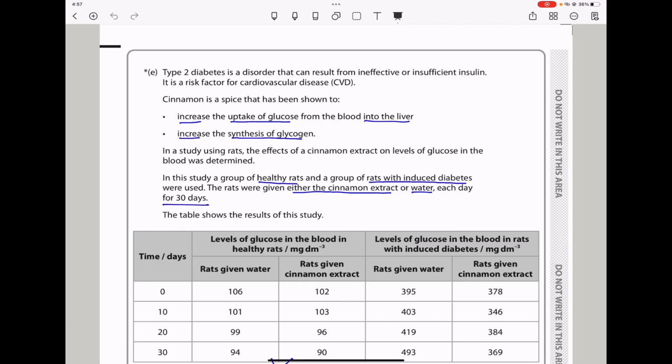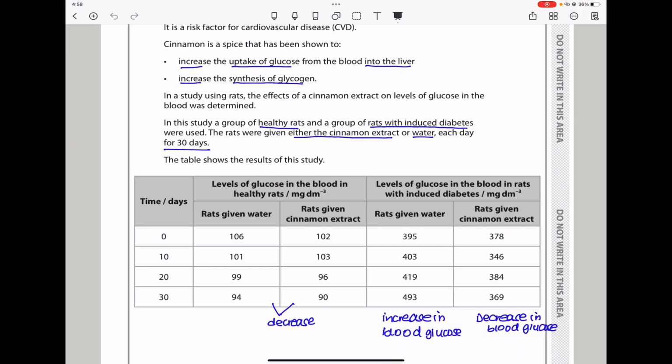Moving on. In part E, type 2 diabetes is a disorder that can result from ineffective or insufficient insulin. It is a risk factor for cardiovascular disease. Cinnamon is a spice that has been shown to increase the uptake of glucose from the blood into the liver, increase the synthesis of glycogen. In a study using rats, the effects of a cinnamon extract on levels of glucose in the blood was determined. In this study, a group of healthy rats and a group of rats with induced diabetes were used. The rats were given either cinnamon extracts or water each day for 30 days. The table shows the results of this study.